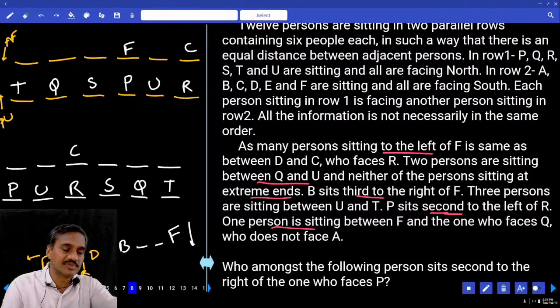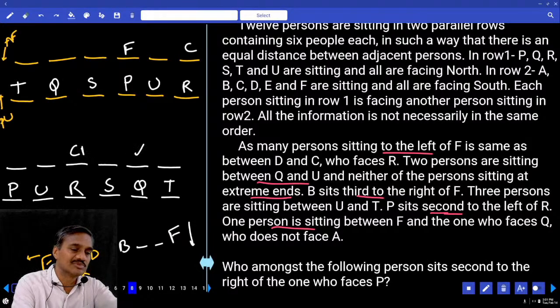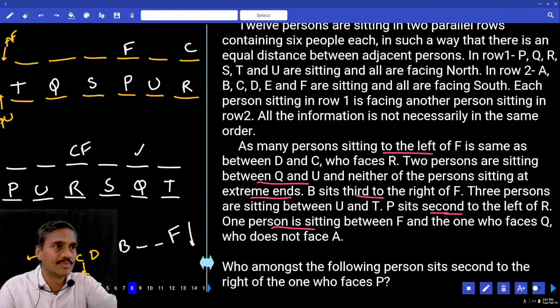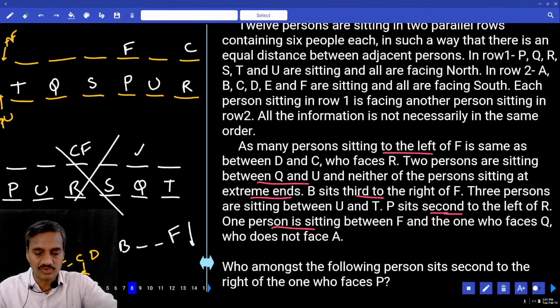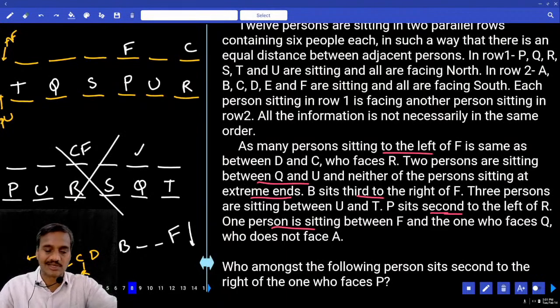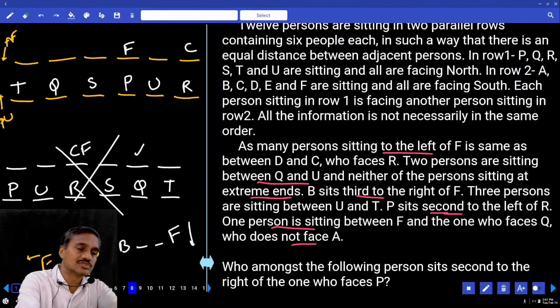Who is the person opposite to Q? Q's opposite is this person. And between that person and F, there must be exactly one person. Is it possible? Not possible. Hence this case is ruled out. And opposite to Q and F there must be exactly one person. And Q does not face A. Now Q is not facing A, so A cannot be at this place.